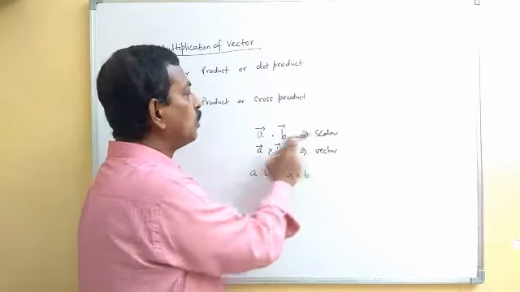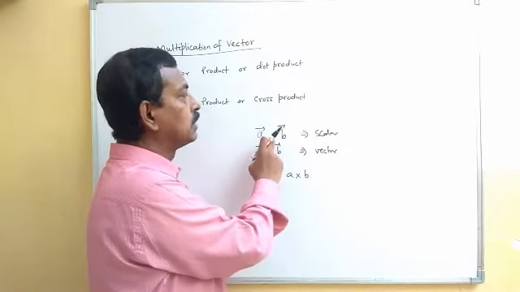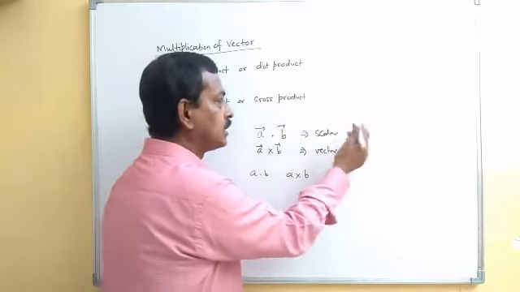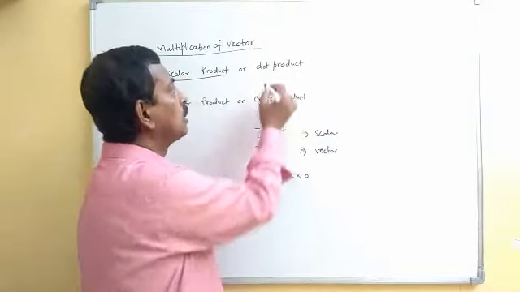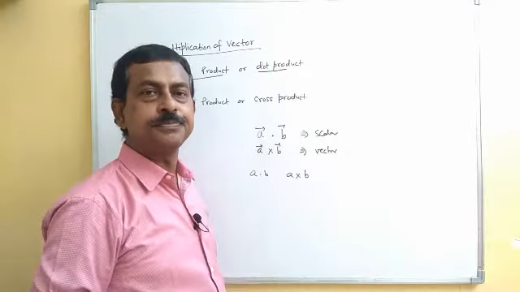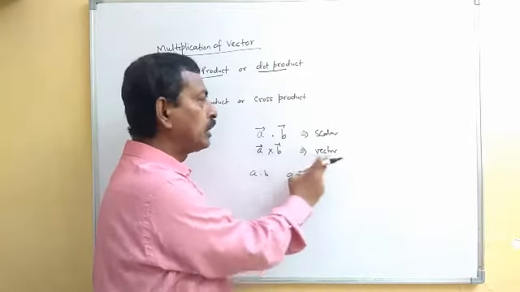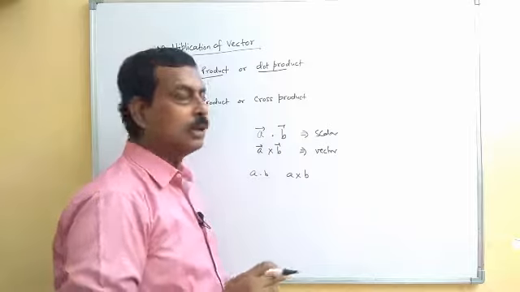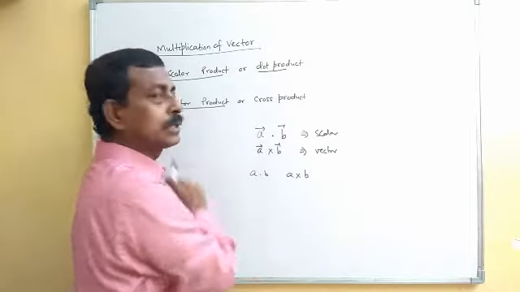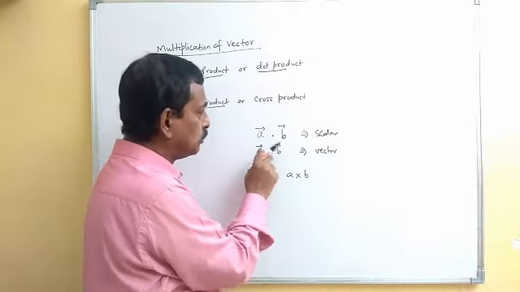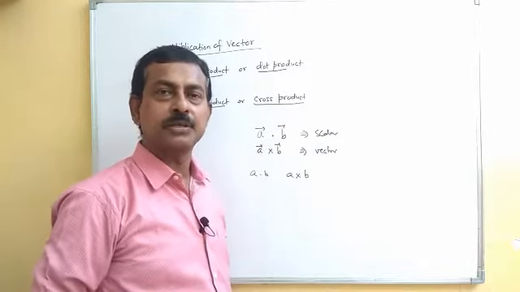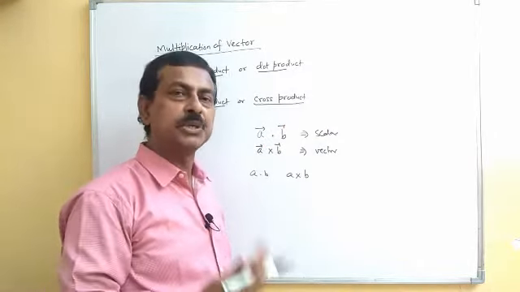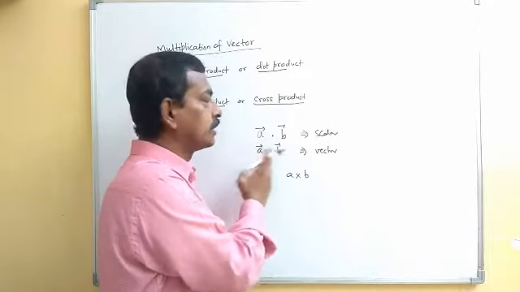And that is why, whenever it is a dot product, it is a scalar quantity, and we call it either a scalar product or dot product. Similarly, A cross B will give you a vector quantity. So we call it the vector product, or since you are using a cross here, it is also called the cross product. So in both ways, we can represent how we are taking the product.